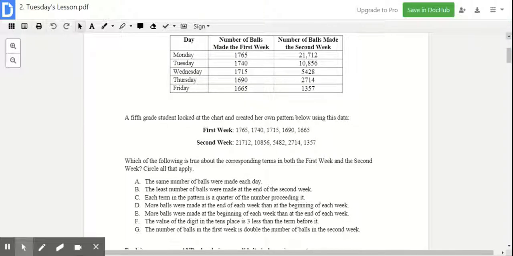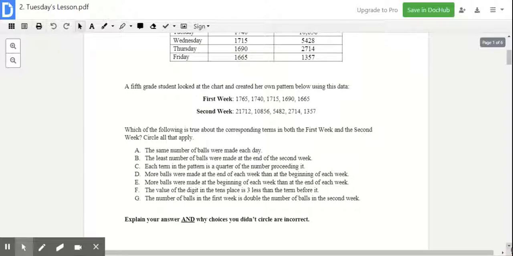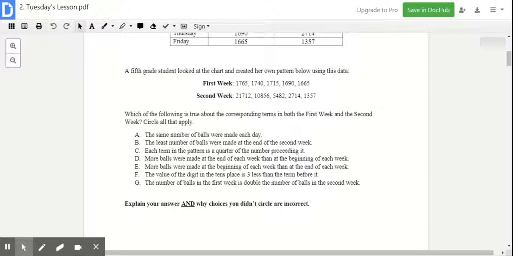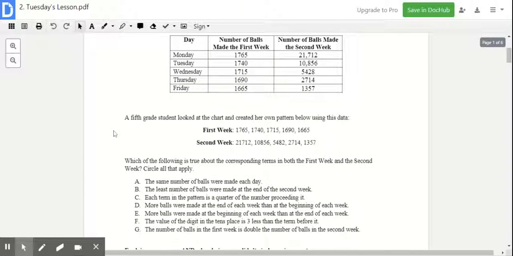So clearly, we're working on patterns from the past couple of days. This is just adding on to the knowledge you already have about how to determine a pattern with the work that is given to you. Go ahead and pause the video and get into the PST only. Realize the directions say explain your answer and why choices you didn't circle are incorrect. So you're circling the correct pieces, and you're also writing down why the other ones are not correct. Okay, go ahead and pause the video, get started on the PST.